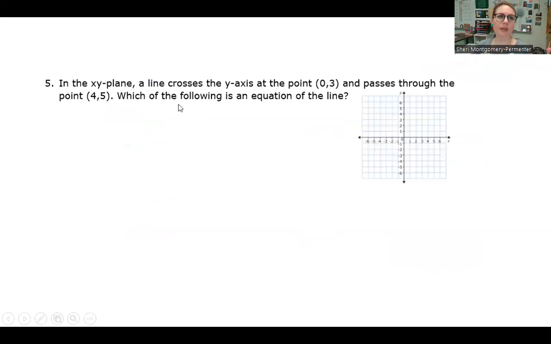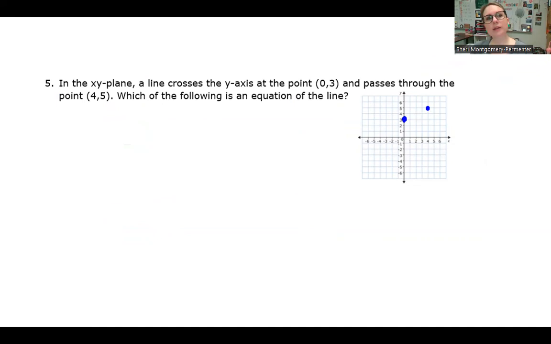Question number 5. In the XY plane, a line crosses the y-axis at the point 0, 3. Okay, so y-axis, remember we can look, there's a little y up here. So along the y-axis, we're going to go to 3 and put a point. And it passes through the point 4, 5. So let's plot that point 4, 5. So we go to the right 4 and then we go up 5 and we put a point.